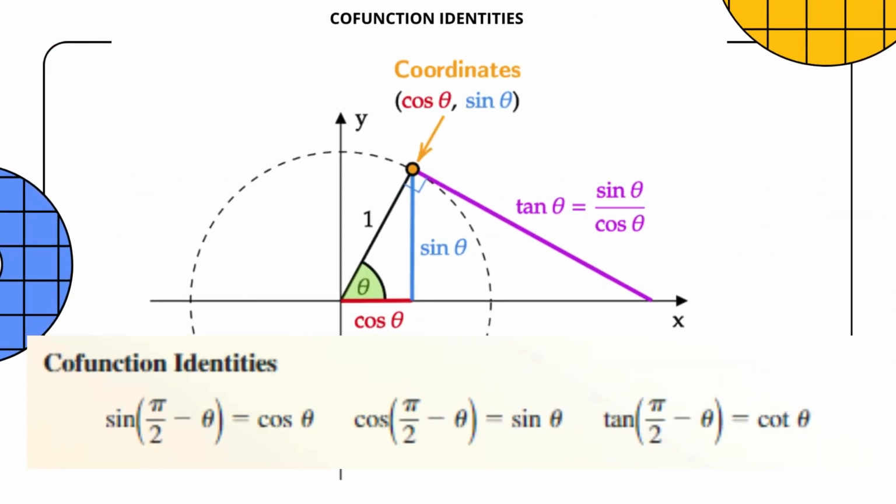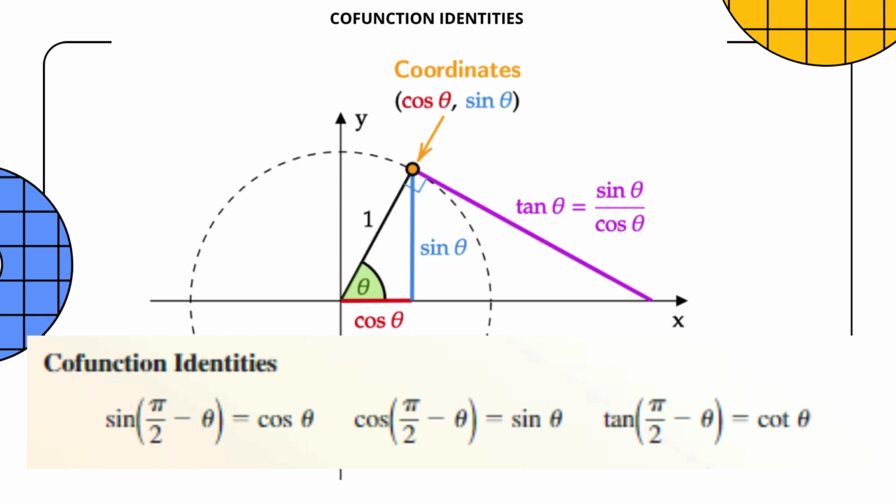Cofunction identities. Sine and cosine functions are complementary to each other, that means the angles add up to 90 degrees. You can remember them by rhyming words like sine cosine, tan cotan, and secant and cosecant. Hence sine of pi by 2 minus theta is cos theta. Also cos of pi by 2 minus theta is sine theta.